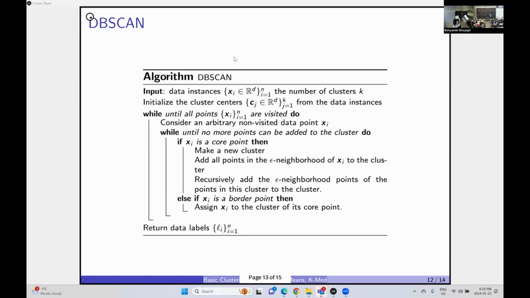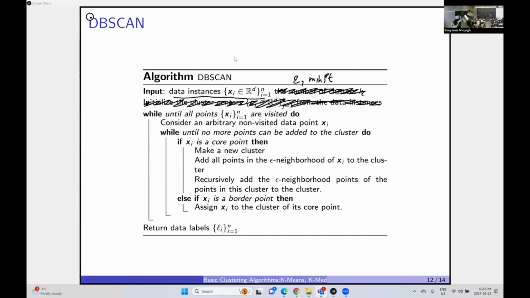So this is the algorithm. We have data instances and the parameters, epsilon and min points. Okay, then we initialize. Yes, just give me a second. Sorry, when I was preparing the slides, I copied and pasted and I forgot to delete these lines. I apologize. Okay. Yes. So DBSCAN is this.